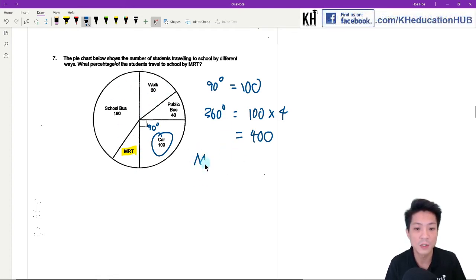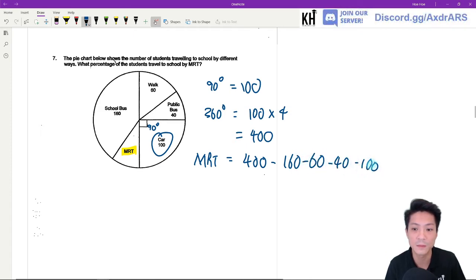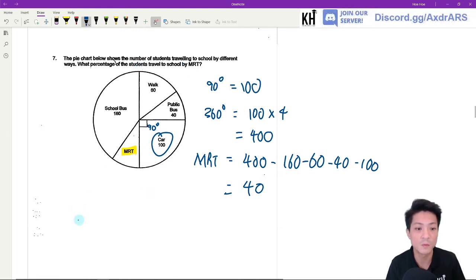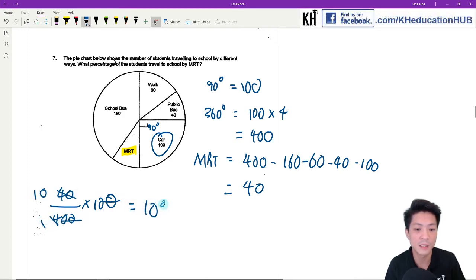To find how many students took MRT, I need to use the total minus away 160, minus 60, minus 40 and minus 100. This is going to give me 40. So what percentage of the students travel to school by MRT? 40 out of 400. Cancel 1, cancel 10. That's going to give me 10%.